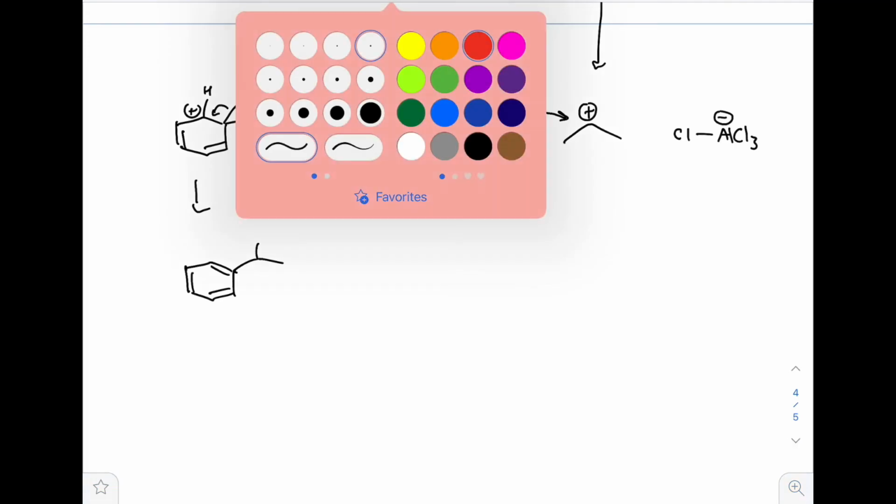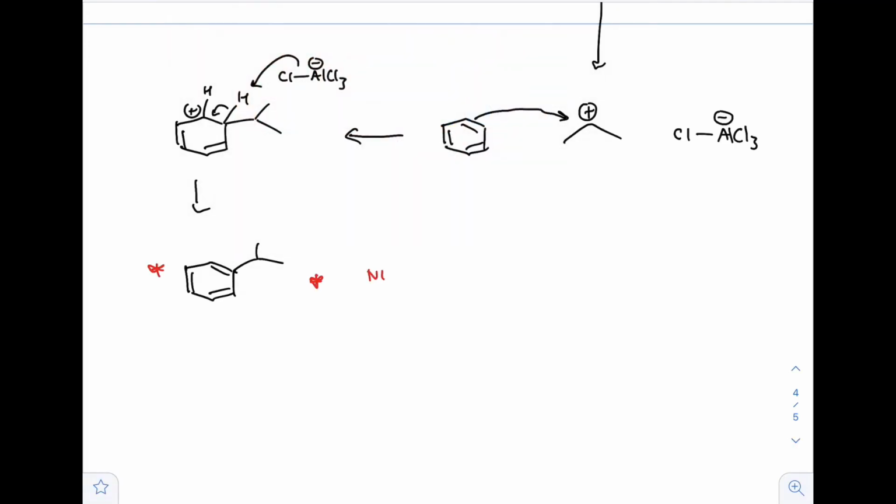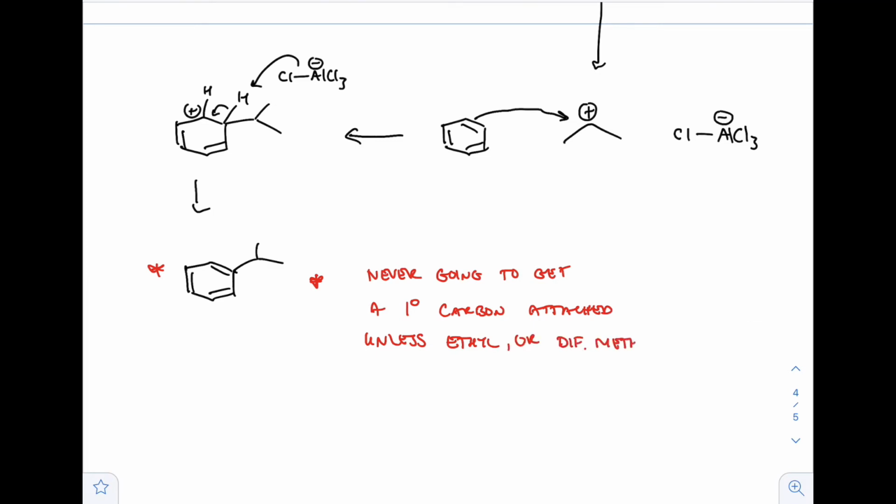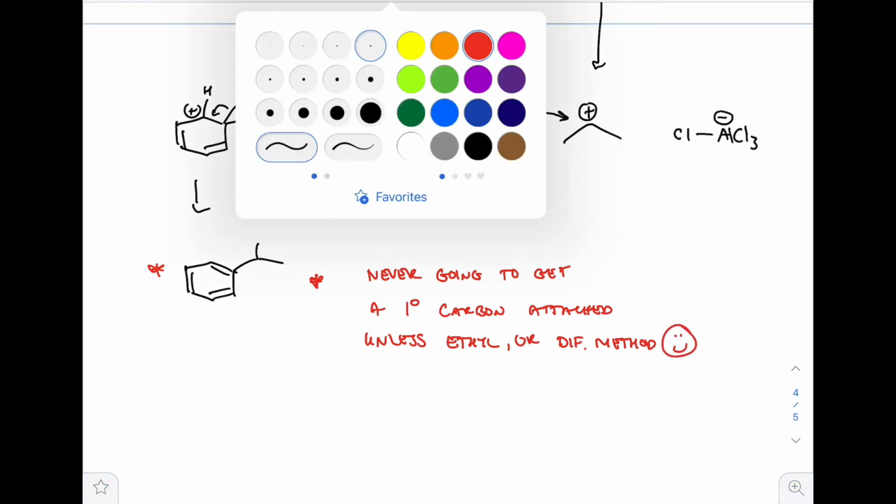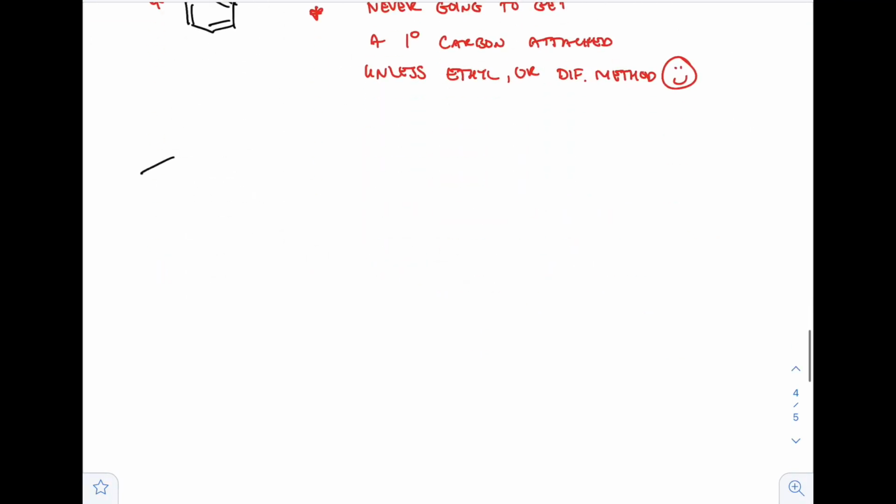So notice that other than the chloroethane, you can always shift a hydrogen or a methyl group even to get a more stable carbocation. So you're actually never going to get a primary carbon attached to the benzene unless it's chloroethane, right? Unless it's that ethyl group, or unless you use a different method, okay? Now, of course, you can have a primary carbon attached to that benzene, but it's not going to be in this way because you can do shifts for days.